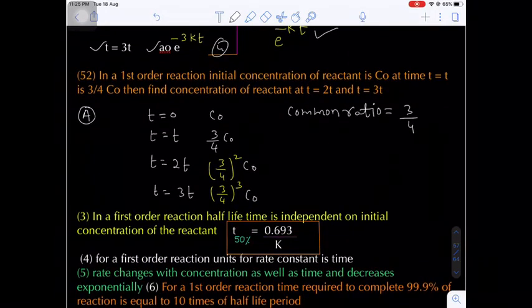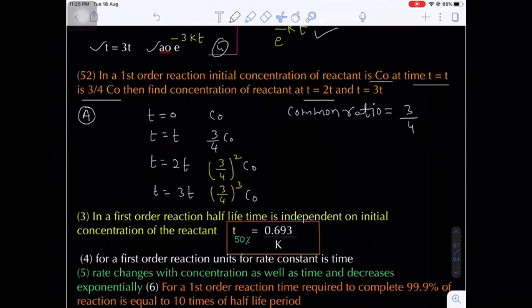Now in a first order reaction, let's take a small example. The initial concentration of reactant is C0. At a time interval t, it is 3 by 4 C0. Then find the concentration of reactant at time 2t and at time 3t. How to solve this problem?